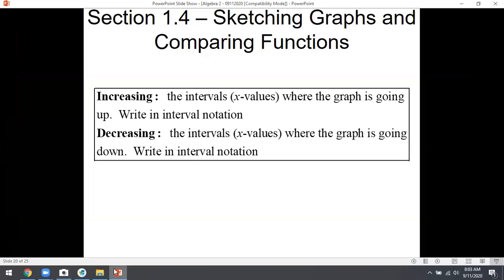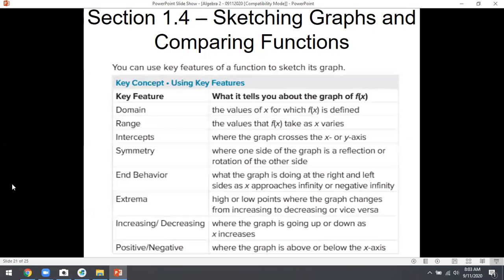All right. Now, the book wants you to consider where it's increasing, decreasing. They'll start using that terminology. They won't ask you to write down that kind of stuff, but I will. This is the kind of stuff they're going to ask you to write down. Most of this stuff is things we've already covered.